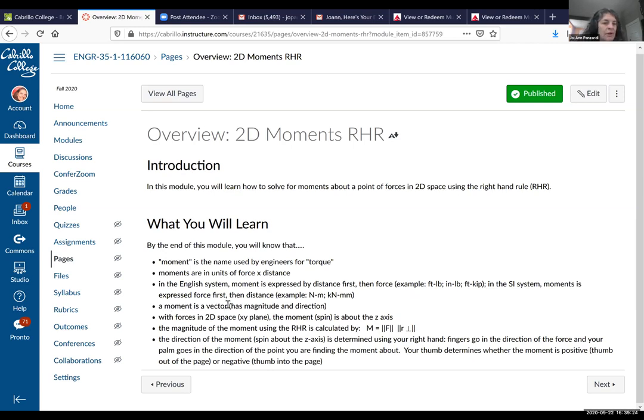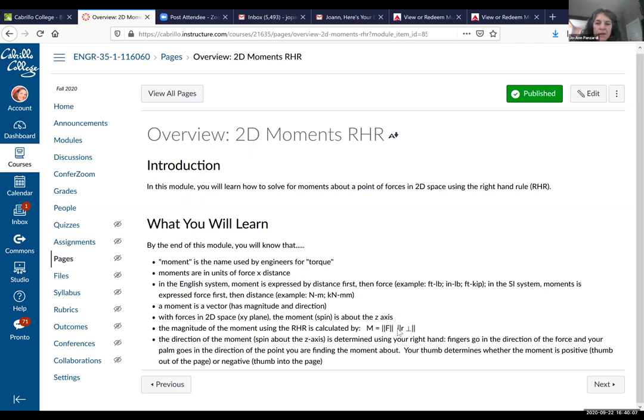We also already know that a moment is a vector, which means it has magnitude and direction. If we have forces in the 2D space, which means they're in the XY plane, the moment, the spin, is about the Z-axis. Everyone, we know that already? It could be positive or negative. The magnitude of the moment, and this is what we're going to be doing today, using the right-hand rule is equal to the absolute value of the force times the absolute value of the vertical distance.